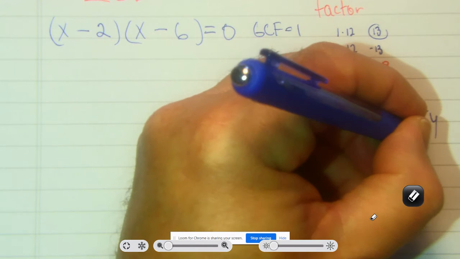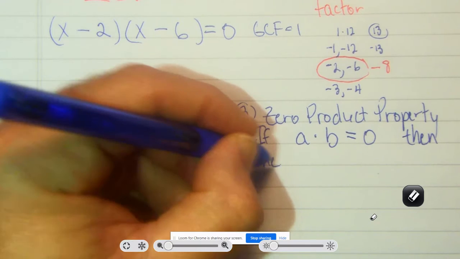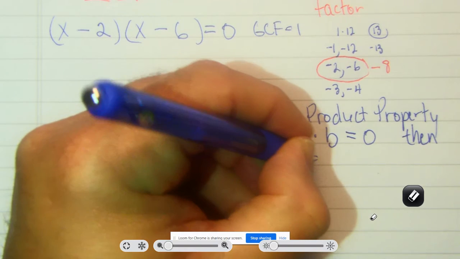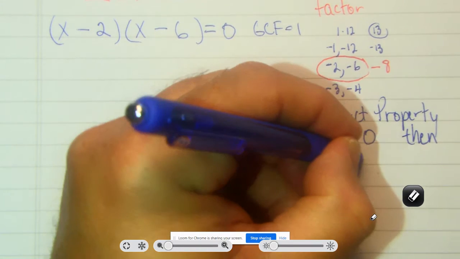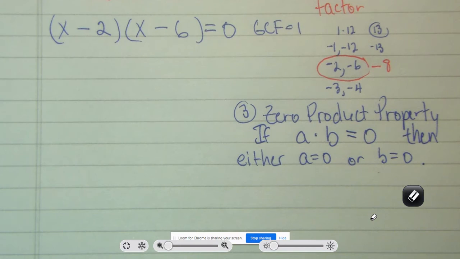then either a is equal to 0 or b is equal to 0. Has to be. There's no way you can multiply two numbers together and it equals 0 unless one of those two numbers is 0. So I'm going to use that property, and here's how I use that property.